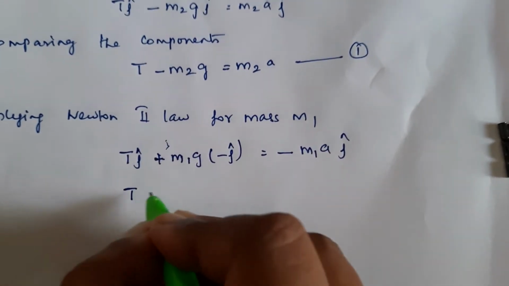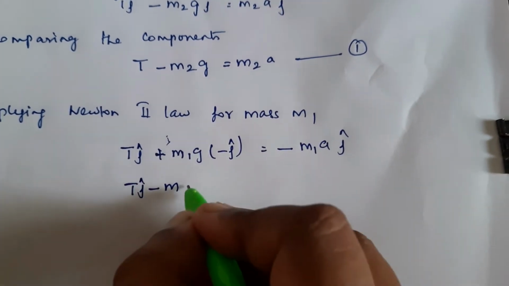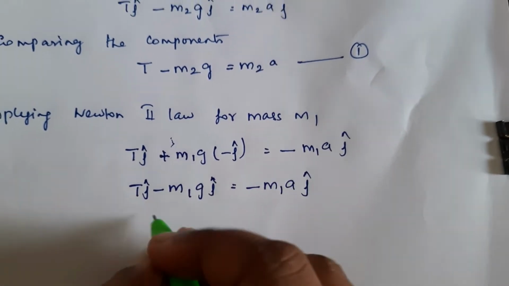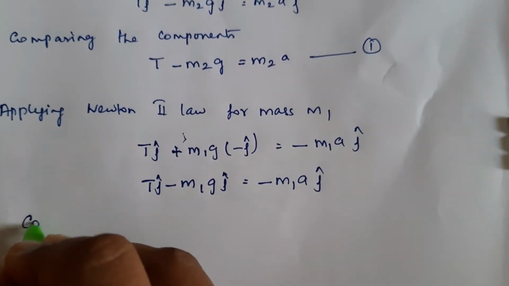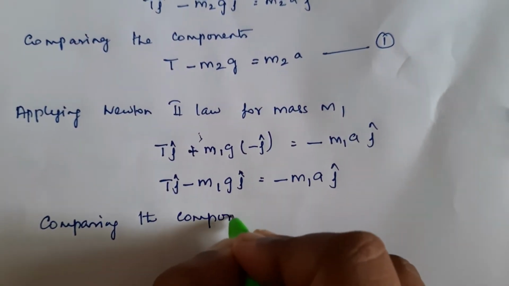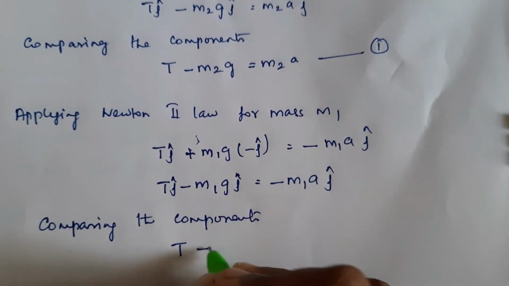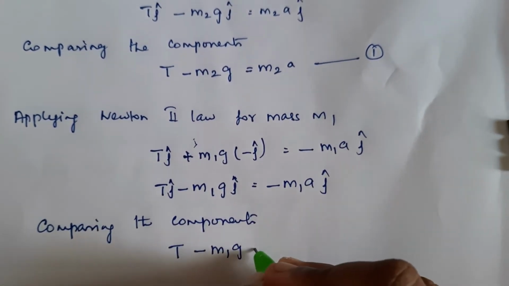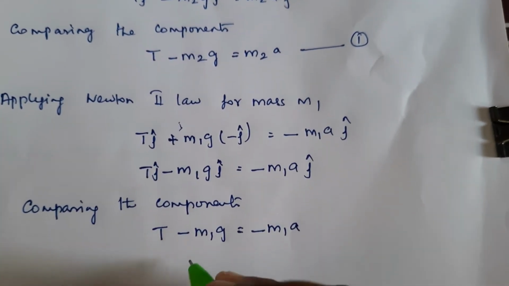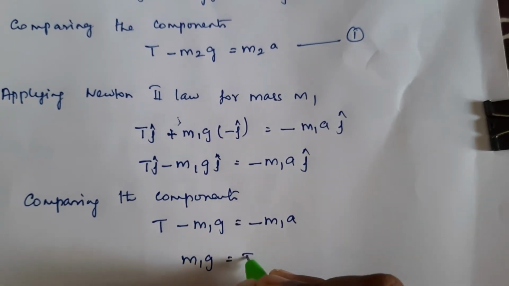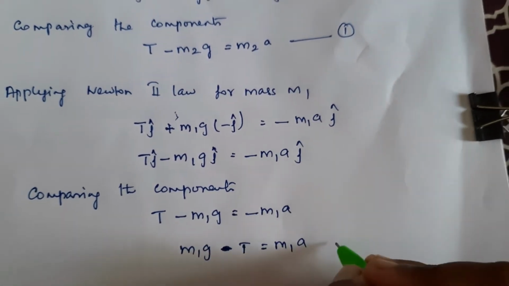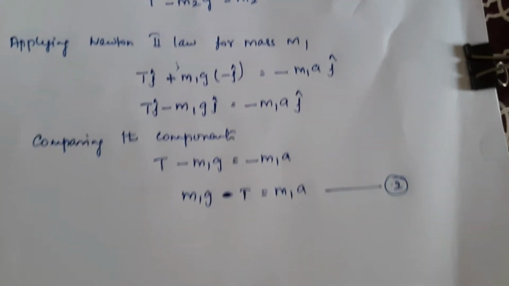So that is T j vector minus m1g j vector is equal to minus m1a j vector. Comparing the components, T minus m1g is equal to minus m1a. So we can write m1g minus T is equal to m1a. This I am going to take as equation number 2.